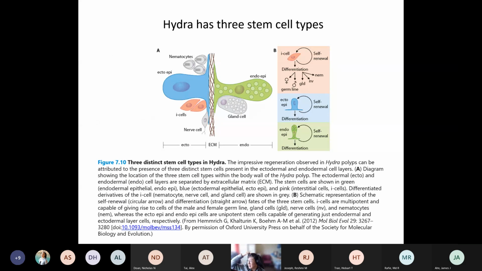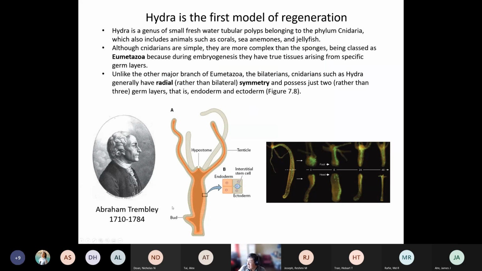So the hydra later on was known to have three stem cell types. Let me go back to this slide. Usually the stem cells are located between the somatic cells. Like shown here, in the ectoderm, you have cells in round shape. They are located there. Between the somatic cells, you find stem cells.